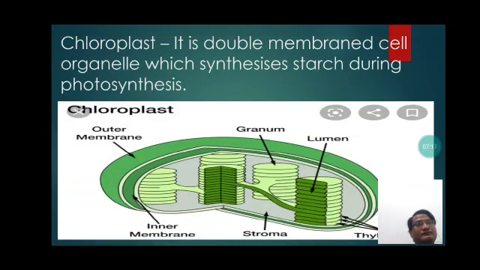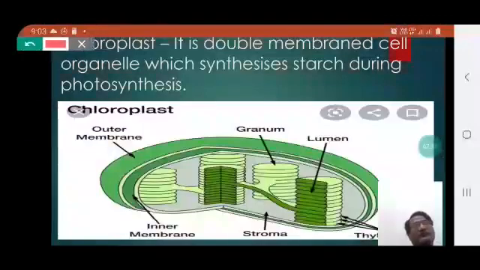Chloroplast. It is a double membrane cell organelle which synthesizes starch during photosynthesis. So students, chloroplast is also enveloped by two membranes. That is why it is called a double membrane cell organelle.